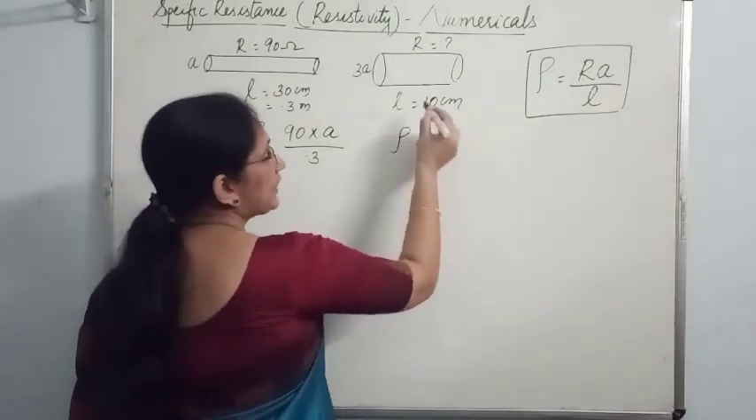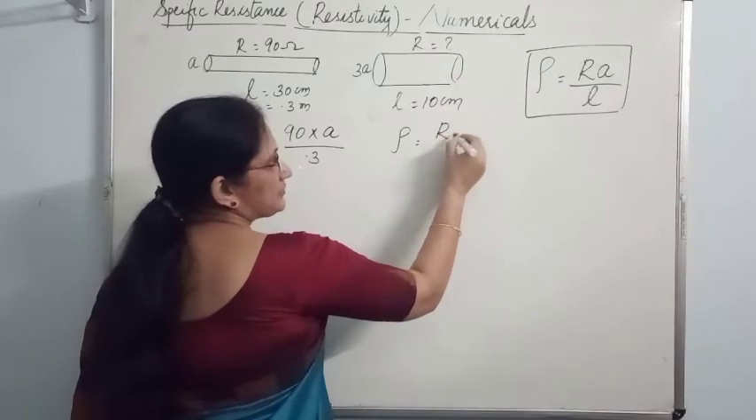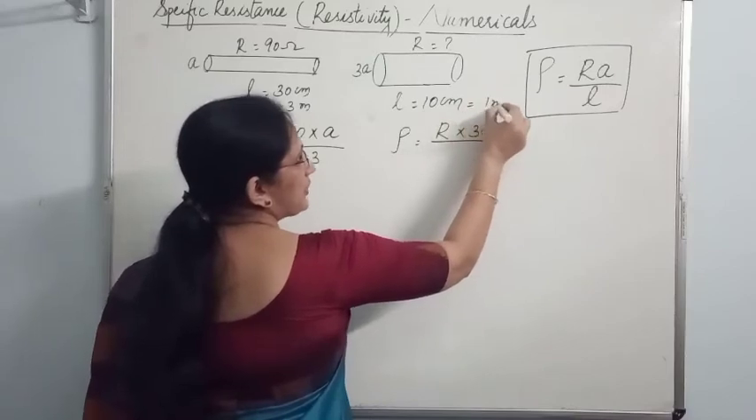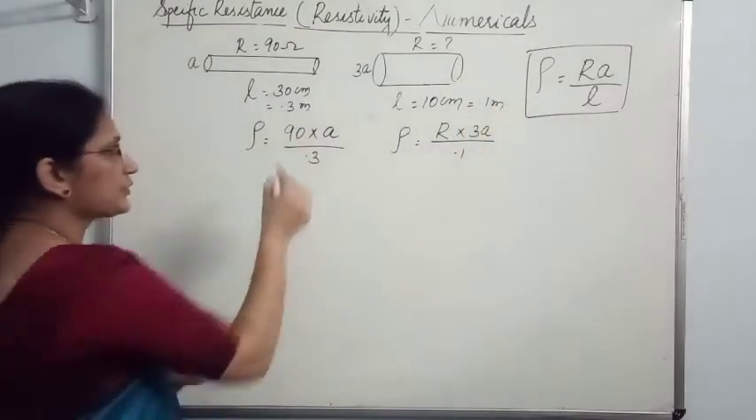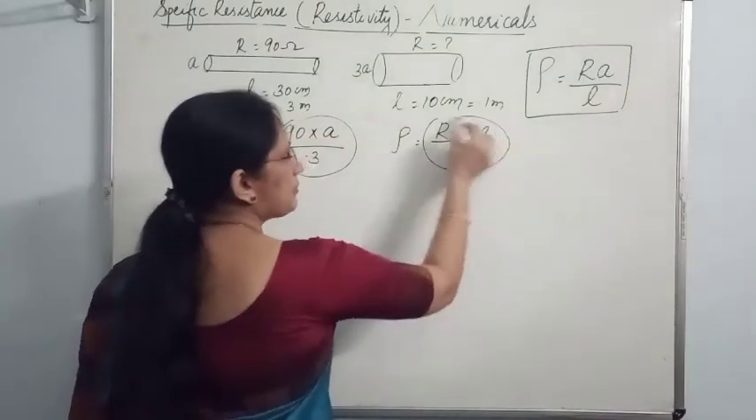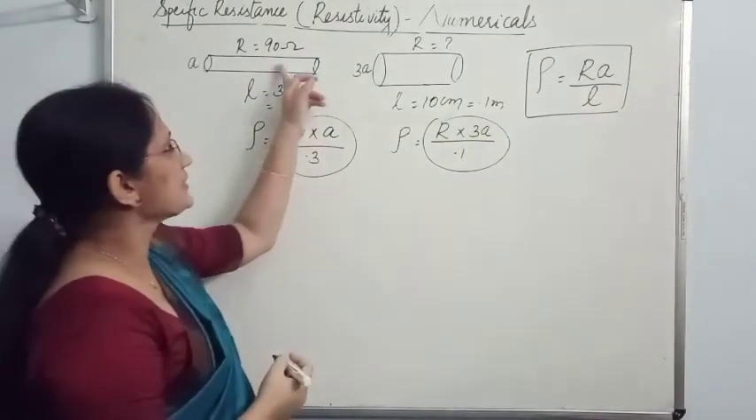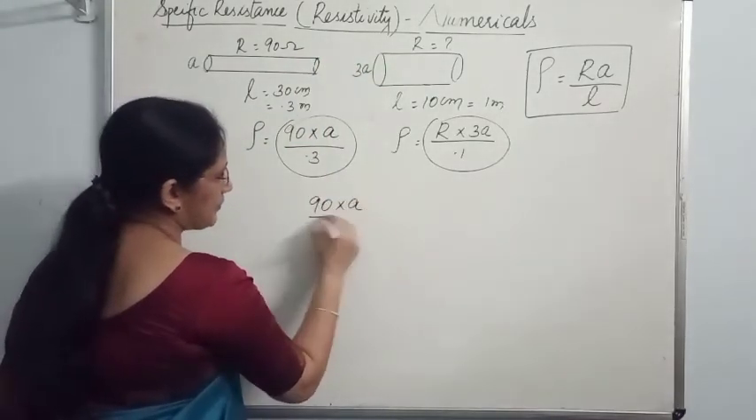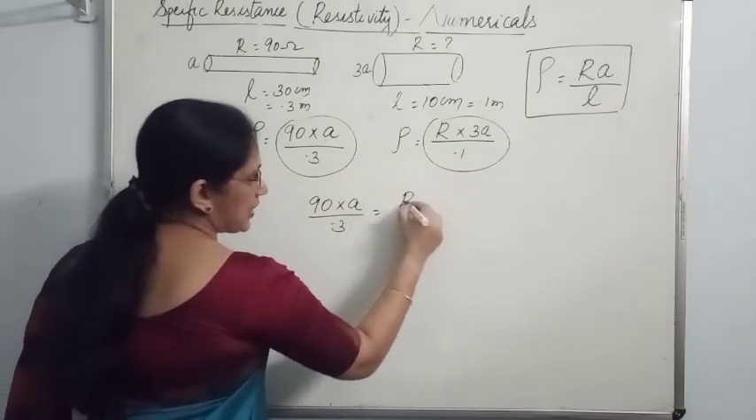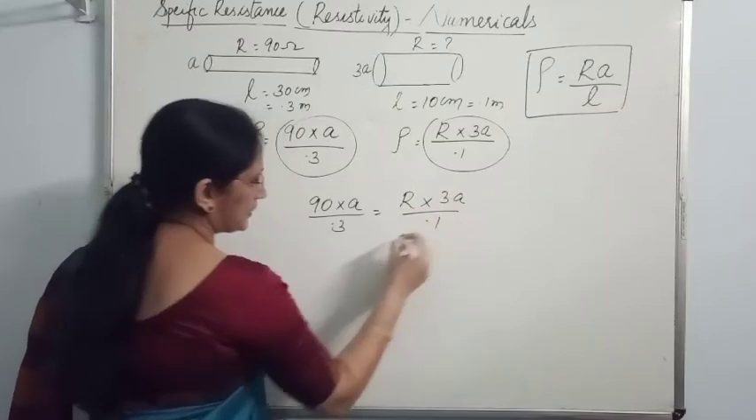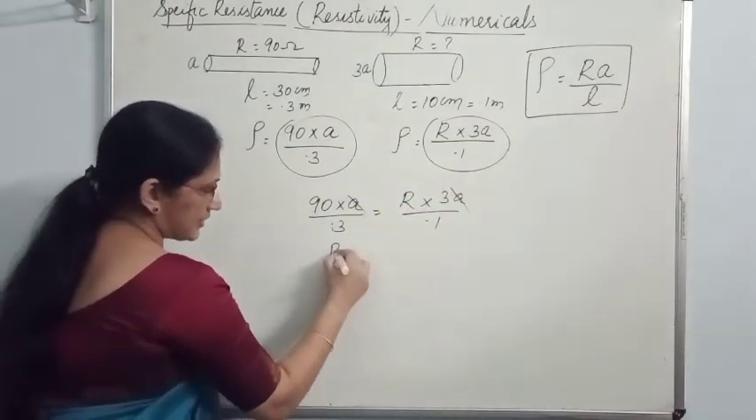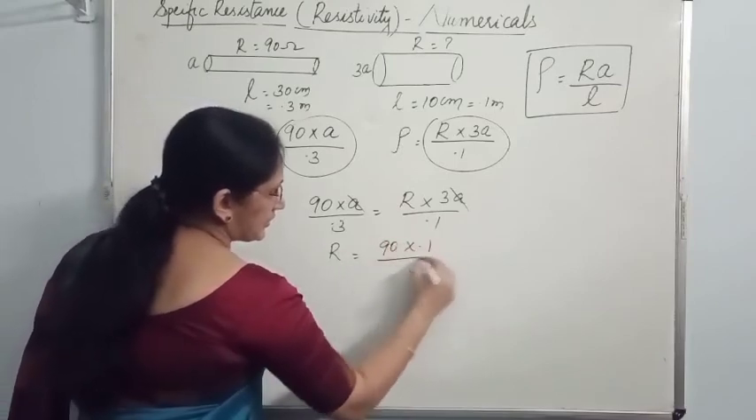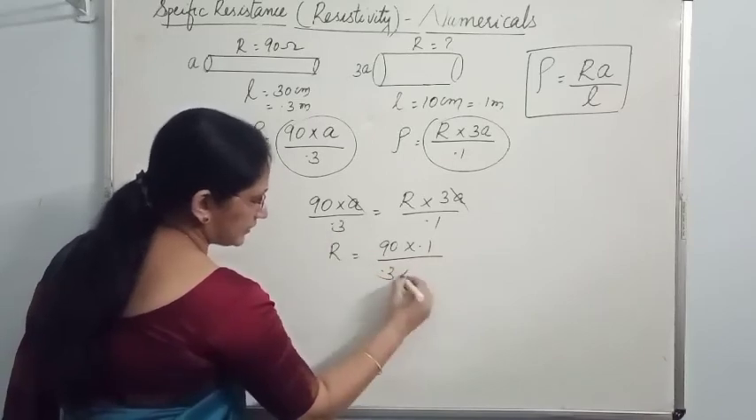Similarly, rho of the second wire: R, this resistance is unknown, A is 3A, upon L is 0.1 meter. Then you can equalize these two because both give the same value, that is the resistivity of this material. So you will write 90 into A upon 0.3 is equal to R into 3A by 0.1. Cancel the similar terms. You will get R is equal to, cross multiply, 90 into 0.1 upon 0.3 into 3.